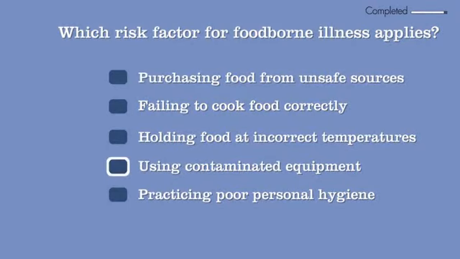That's right. Using equipment to prep produce after prepping fish could cause a foodborne illness. So, contaminated equipment is the issue here. It's your job to actively control the 5 risk factors for foodborne illness and any others. This is called active managerial control.